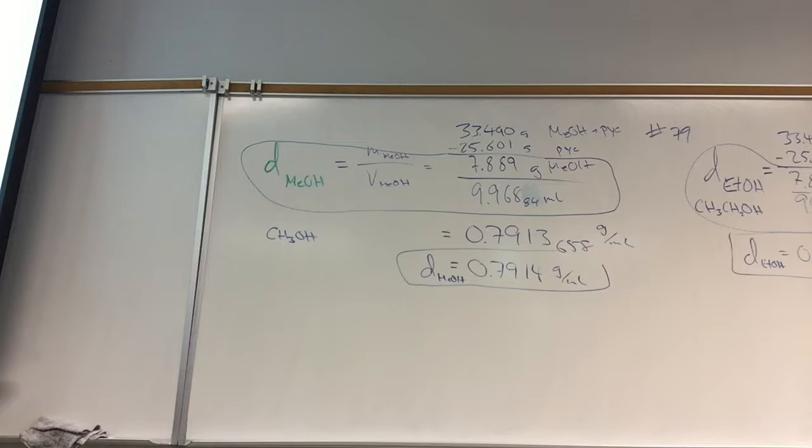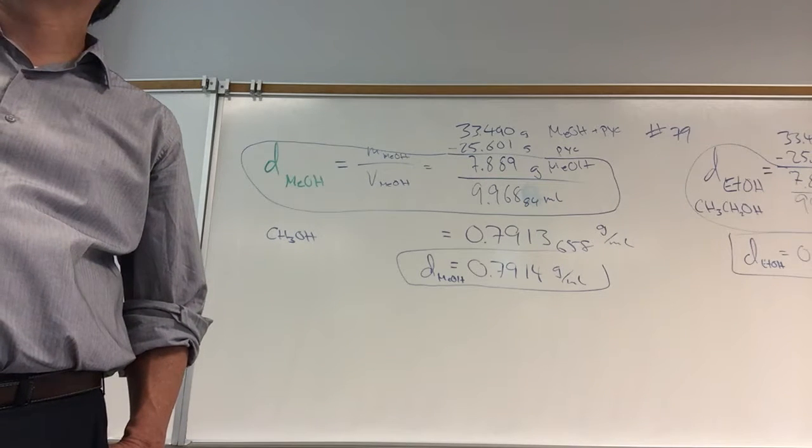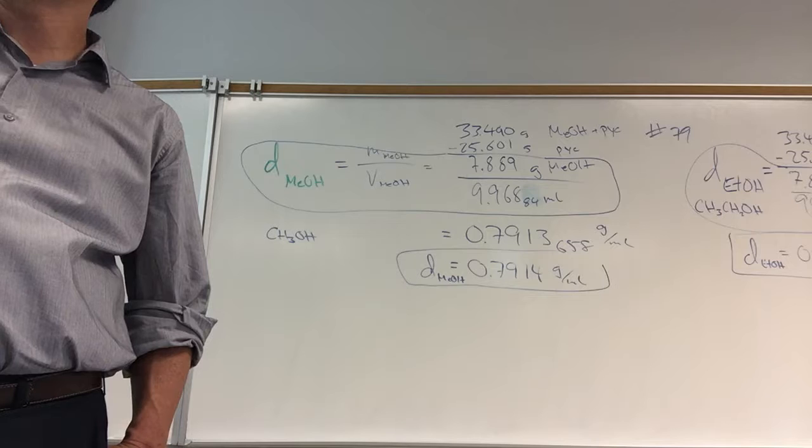Calculations look okay? But if the calculations check out okay, could there be an explanation of why methanol might be more dense than ethanol?